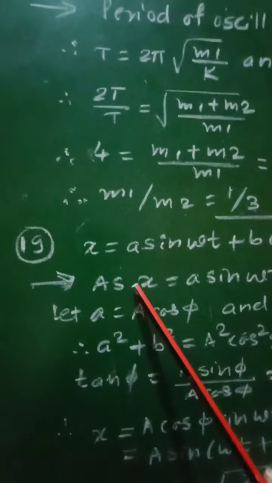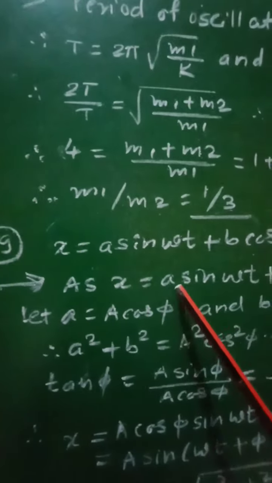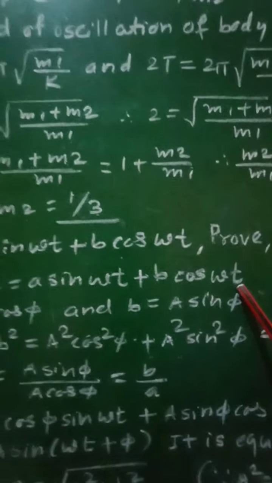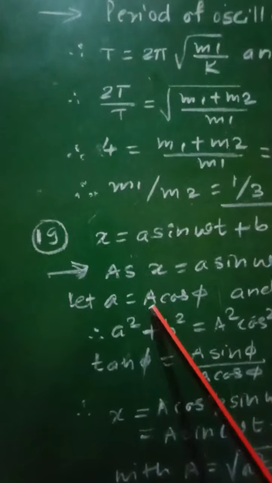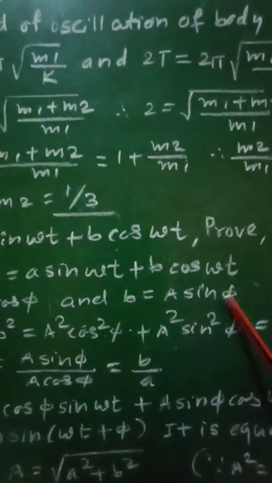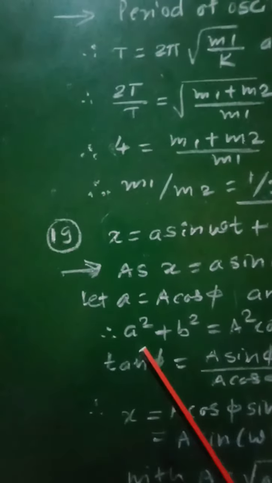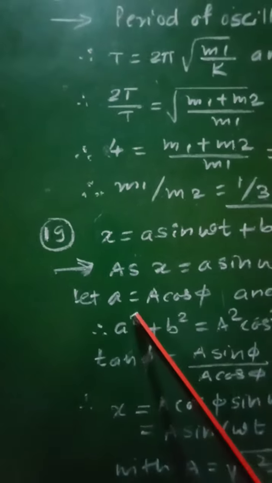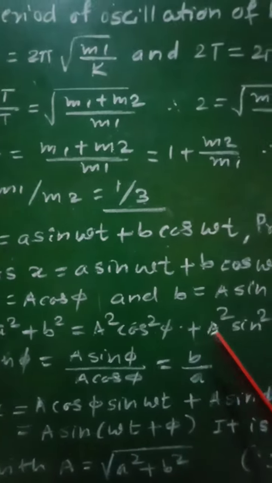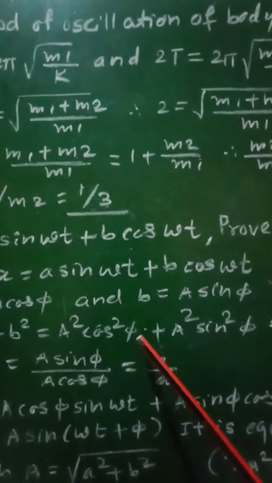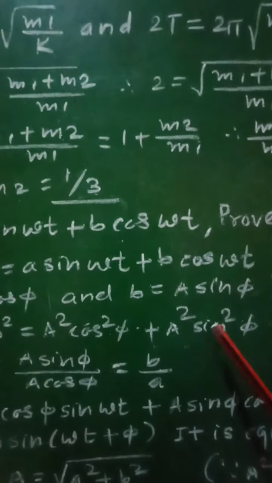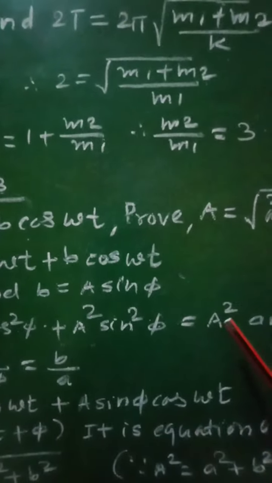Now, as the equation of SHM is given as x = A sin ωt + B cos ωt, let A = a cos φ and B = a sin φ. Using this substitution, we get A² + B² = a² cos² φ + a² sin² φ, that is a² (cos² φ + sin² φ). But cos² φ + sin² φ = 1, and therefore we only get a².